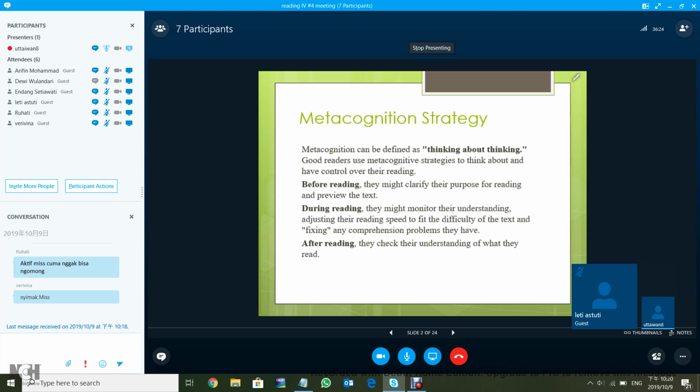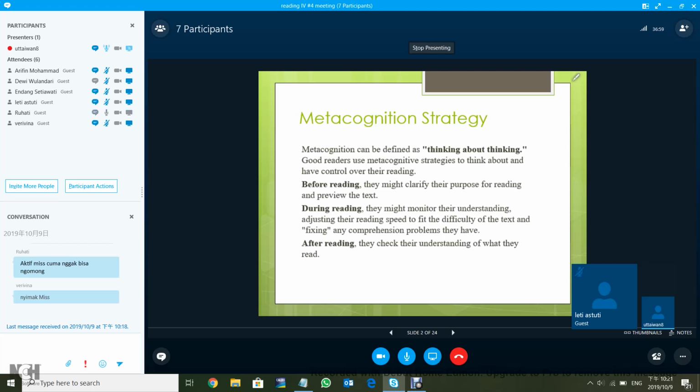So, good readers use metacognitive strategies to think about and have control over their reading. There are 3 steps. Before reading, they might clarify their purpose for reading and preview the text. During reading, they might monitor their understanding, adjust their reading speed to fit the difficulty of the text, and fix any comprehension problems they have. And last one, after reading, they check their understanding of what they read.